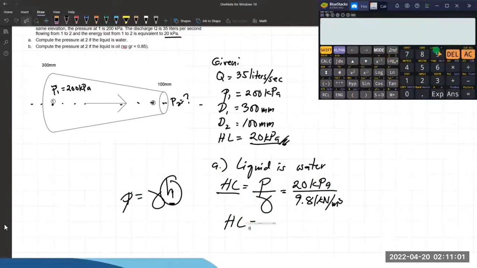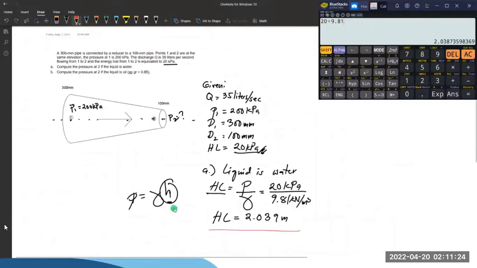20 divided by 9.81. That's 2.039 meters. So this is the head loss in meters.